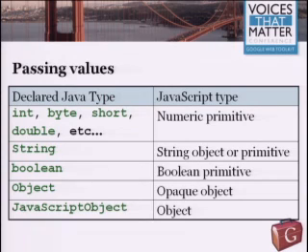Boolean, JavaScript Boolean. A Java object in JavaScript, there's not necessarily a lot you can do with it without using some special syntax, which we'll go into later. But for most purposes, it's kind of an opaque object to you. And then there's a magic type, JavaScriptObject, which represents something that is just a plain old raw JavaScript object, coincidentally enough. We'll go into more detail about that later.